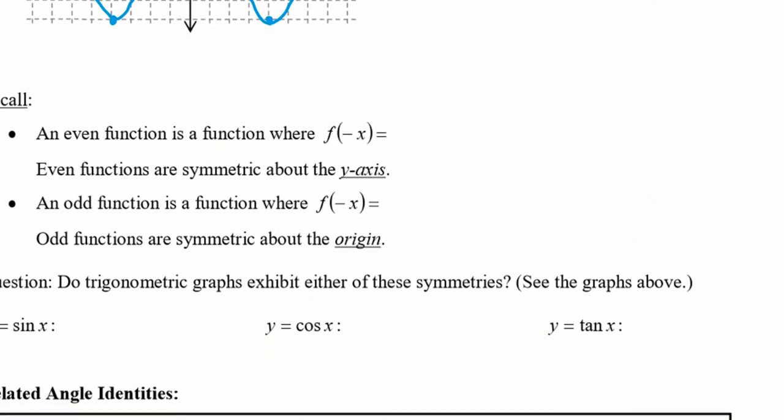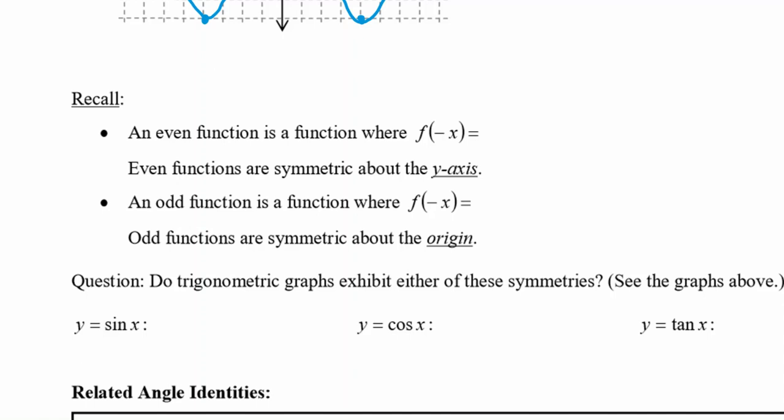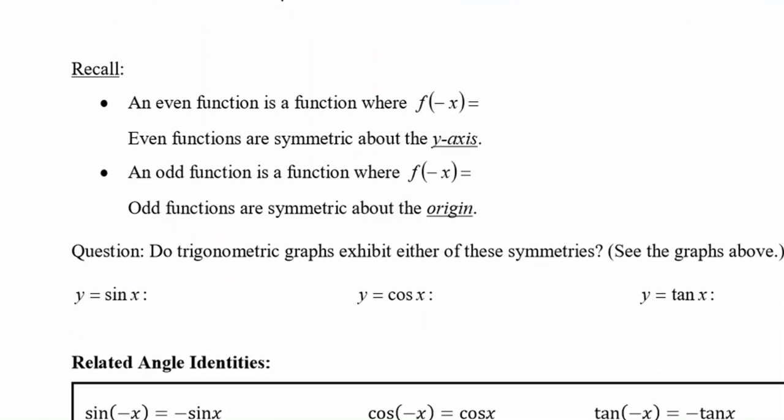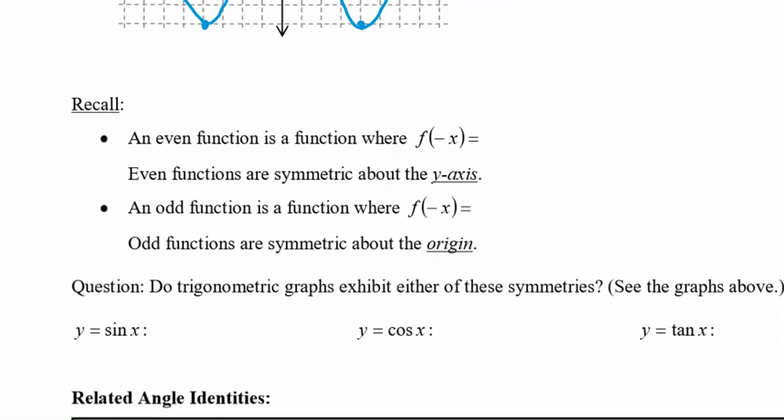Okay, moving on. Now, this one wasn't really reviewed from Math 30-1. We actually have just talked about symmetry in earlier calculus lessons, but let's apply this now to our graphs of sine, cos, and tan. So an even function is a function where f of negative x is equal to f of x, and the functions are symmetric about the y-axis.